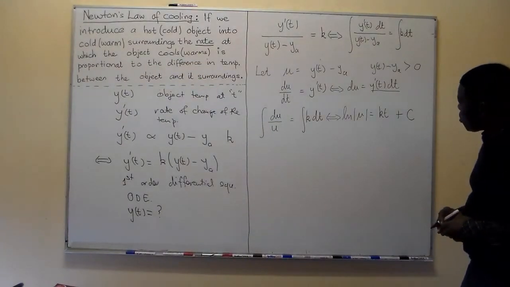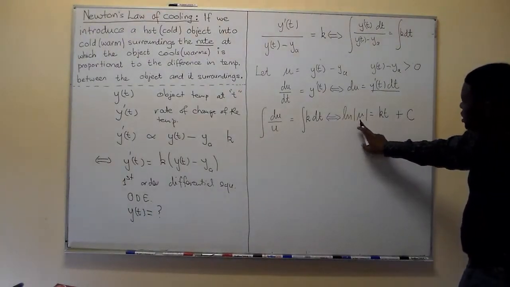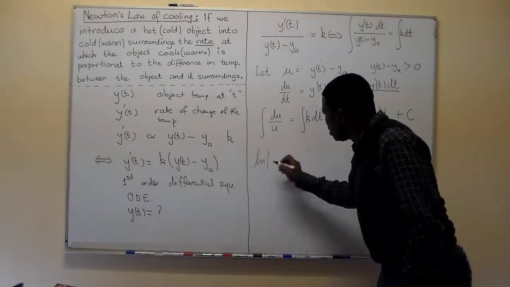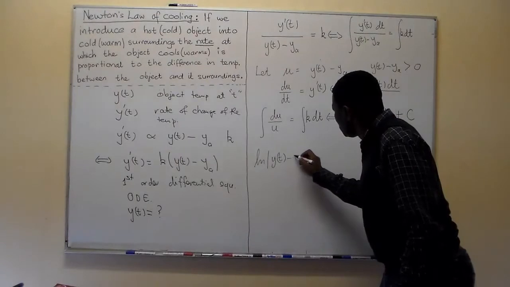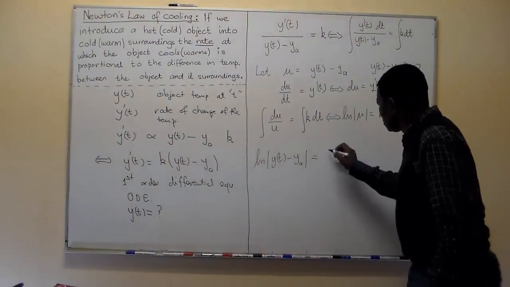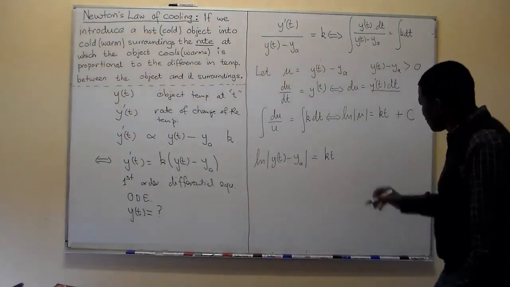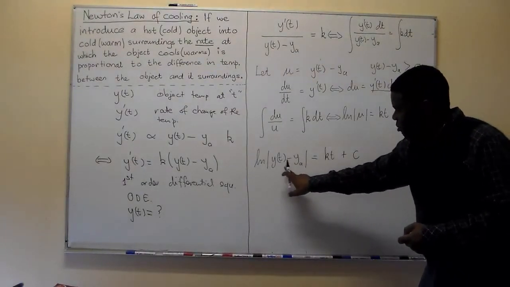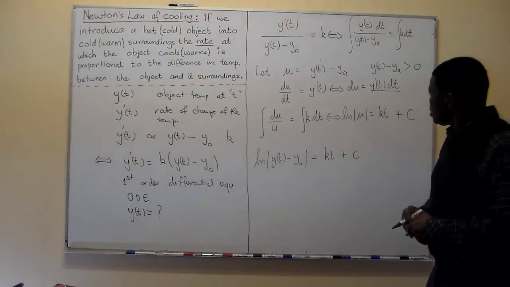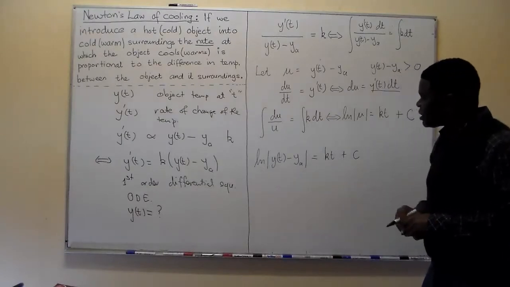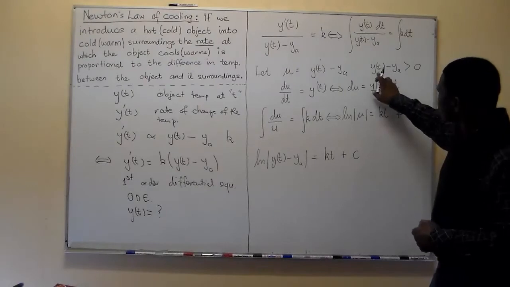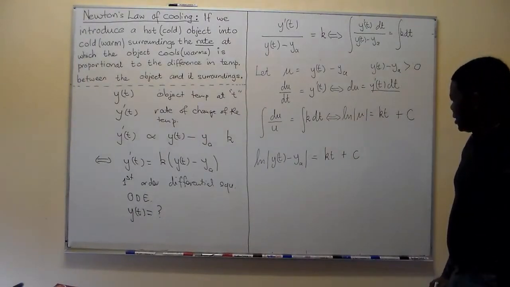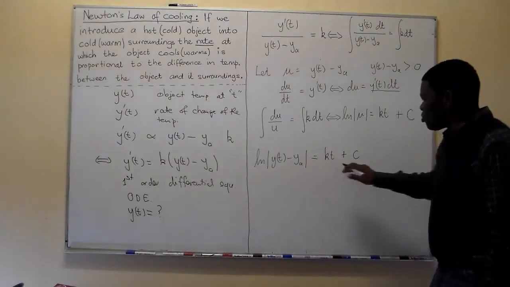As you can see, we're close to getting to what we want. What we can do now is backward substitution, substituting u by y(t) minus the ambient temperature. So this is going to be ln of y(t) minus y_a equals kt plus c. Note that I put brackets here, though we usually put an absolute value, to take note of the fact that the ln function does not accept negative arguments, but in this case it's fine like that.